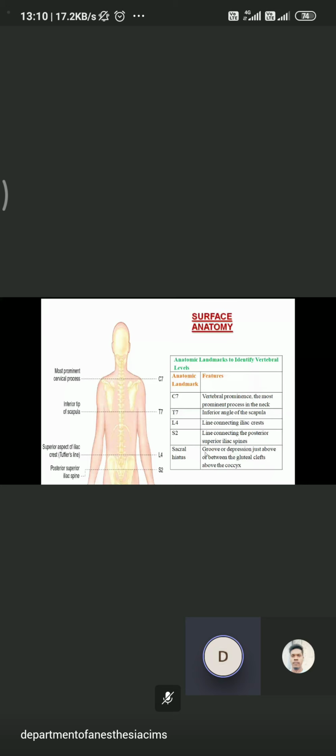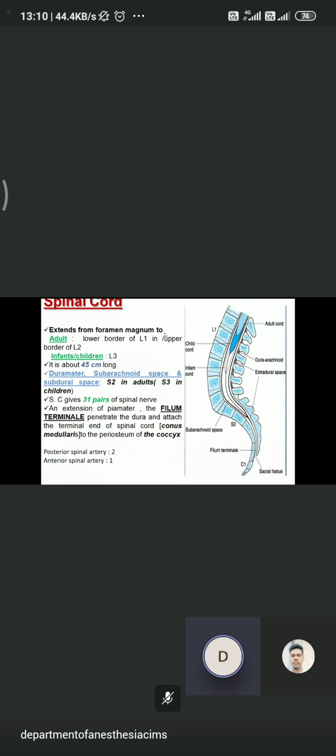Again, you all know that the spinal cord extends from the foramen magnum to the upper border of L2, at L1 to L2, in adults. So this is very important. And in infants, it extends from the foramen magnum to the L3 vertebra. Why is it very important? Can anybody tell me?